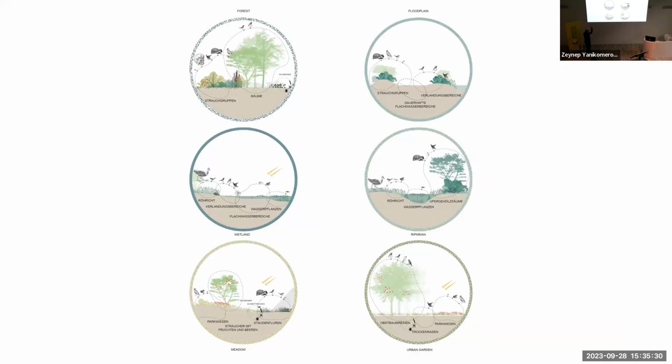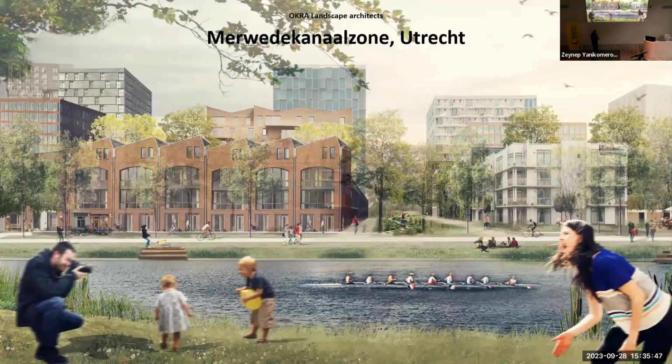Here you see some examples of, let's say, these green gradients and how that might work with several species. And we try to develop, of course, a design tool for ourselves. How we could do this in the various species, in these various conditions, or in various locations.